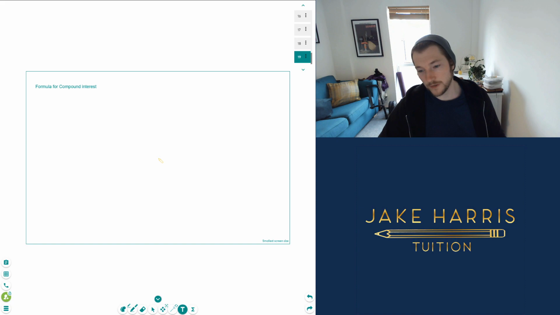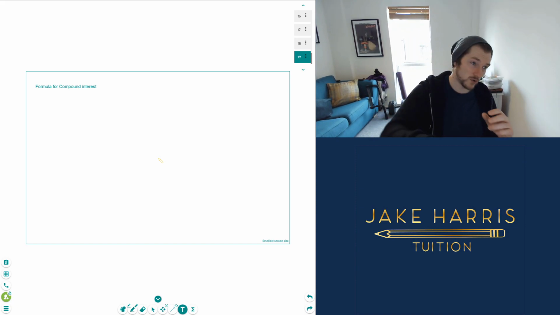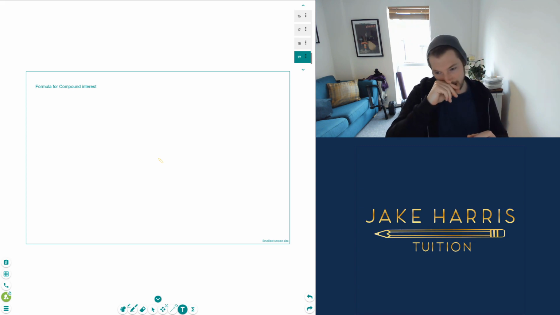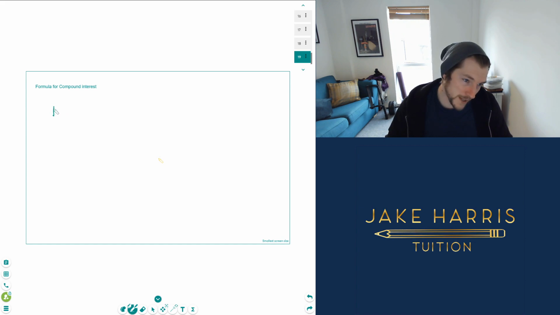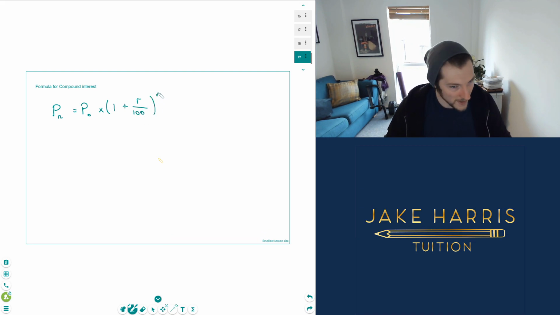So the formula for compound interest gives us a quick way to jump straight to the final amount in the person's account. And the way it's represented in my textbook is Pn equals P0 times (1 plus R over 100) to the power of n.